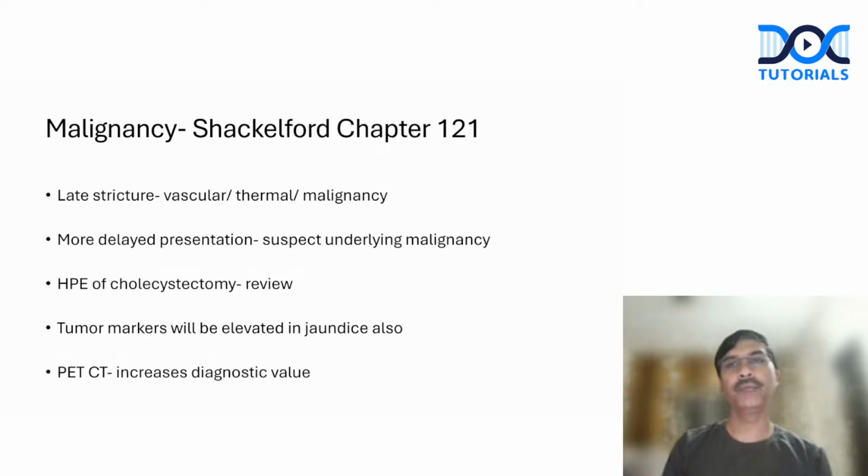For example, if the same patient had a new onset biliary stricture following cholecystectomy 1 year later, or 2 years later, then the suspicion of malignancy increases. Definitely, histopathology of the cholecystectomy specimen has to be reviewed with an expert pathologist. Tumor markers will be elevated in any kind of jaundice, and PET-CT increases the diagnostic value. So MRCP alone may not be sufficient.